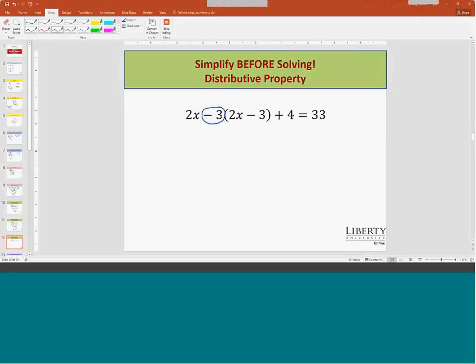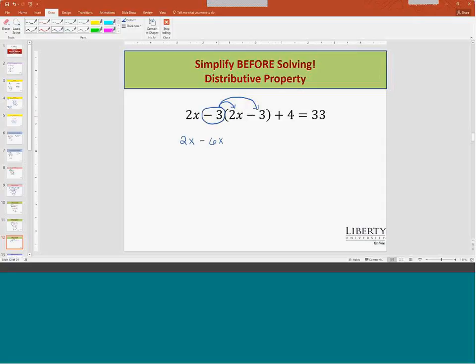So if you have parentheses with a minus number value that's being distributed, you need to distribute the minus sign along with whatever is outside the set of parentheses. We're going to distribute both the minus and the 3 to the 2x and 3 inside parentheses. So this 2x just comes down. Nothing's happened to him yet. And so minus 3 times 2x is minus 6x.